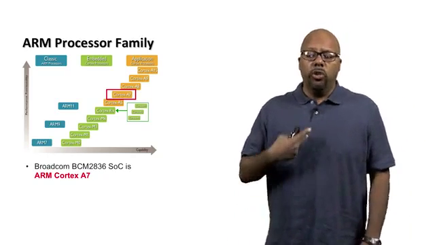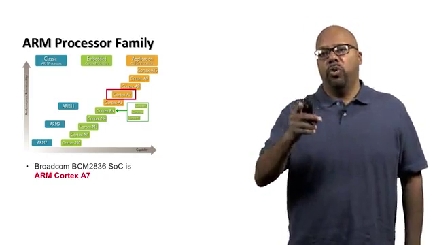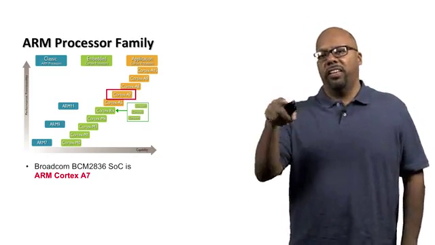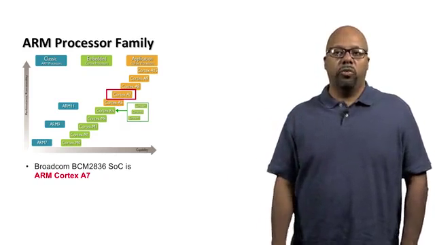The one that our Broadcom processor in the Raspberry Pi uses is the Cortex A7. I've highlighted that, circled it in red there. The Cortex A7 is the one that our processor is based on, which is pretty good.